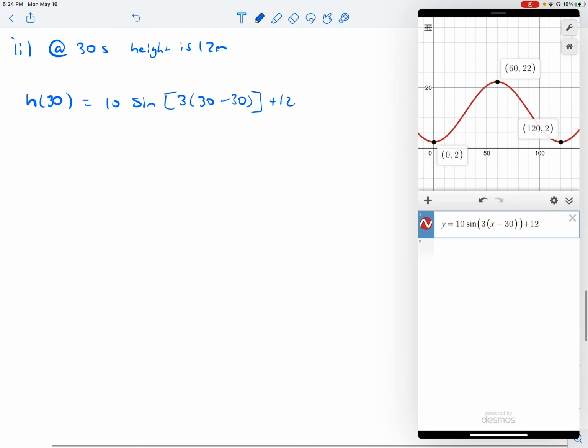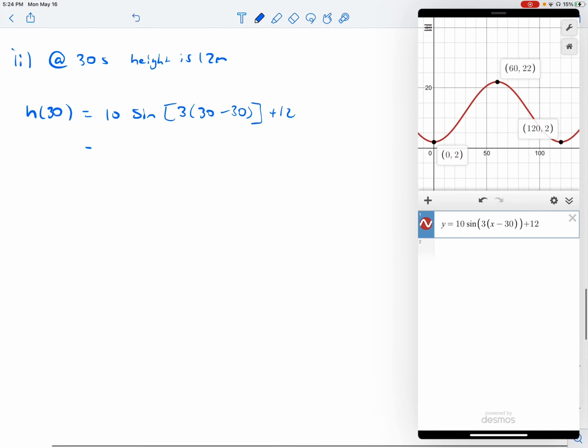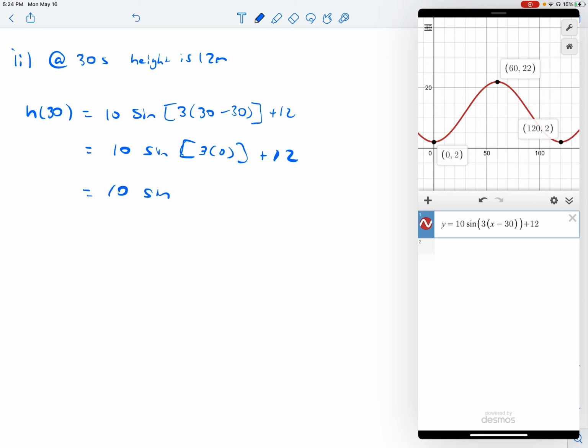Okay. So visually you can see that it's just going to be 12, but if you want, you can plug a few things in, just to show it one step at a time. So 3 times 0 is also 0, so we'd have 10 times sine of 0. And that's also 0. You can see how we get the 12 for the height. Okay, and that does match up with the graph.